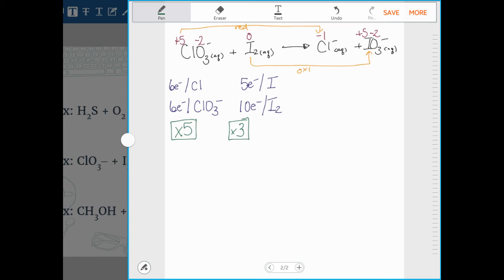Now, the one thing we need to keep in mind is that this is in an acidic solution. So one thing we need to write down maybe is that it's in acidic solution.